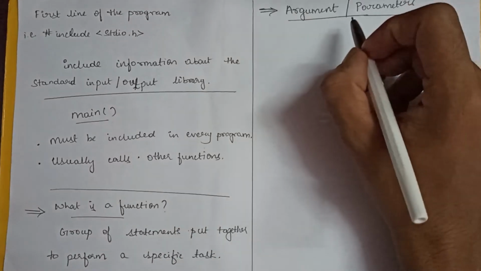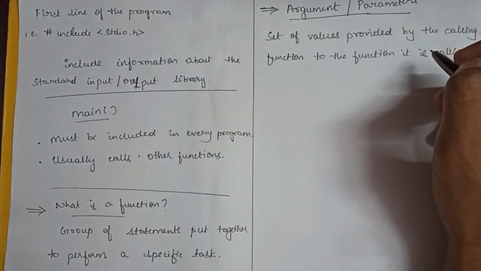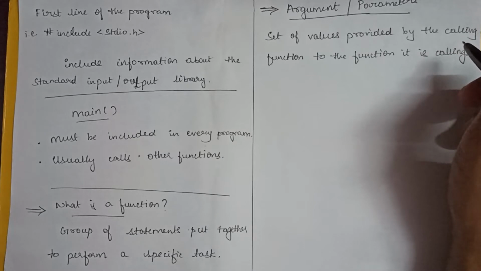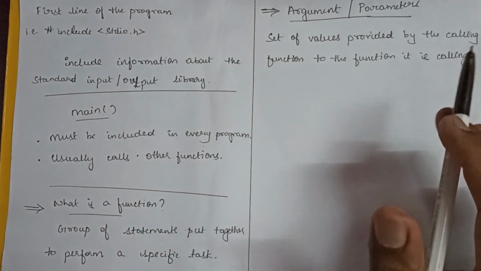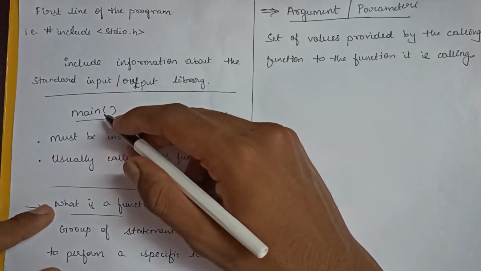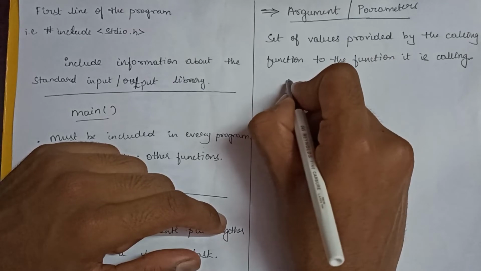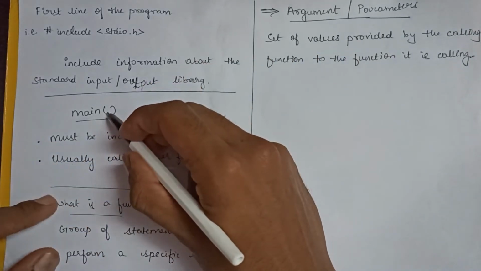Now let's look at the term argument, or parameters. What is an argument? An argument is a set or a list of values provided by the calling function to the function that it is calling, okay? The parentheses, or brackets, used after the function's name surround the list of arguments.